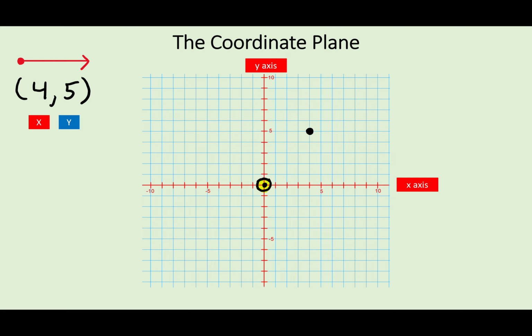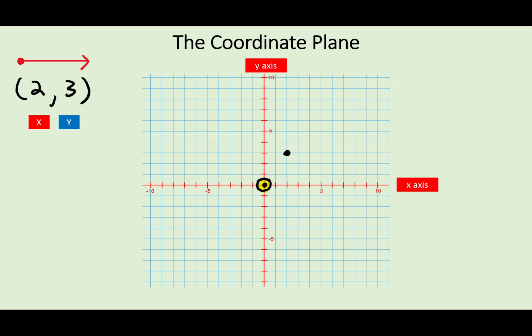Let's do another example. So here I have point 2 comma 3. Once again, I start at the origin, and it's 2, so that's the x. Okay, so I'm going to go 2 to the right. Perfect. And now 3 is my y, so I'm going to go 3 up. Perfect. That's my point. Voila, we've graphed another point on the coordinate plane.